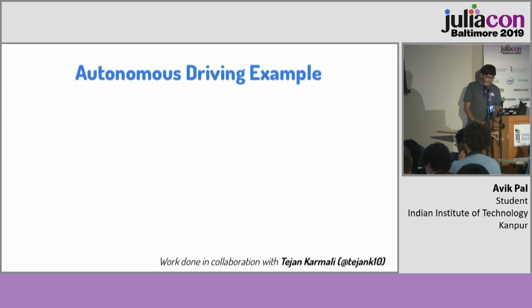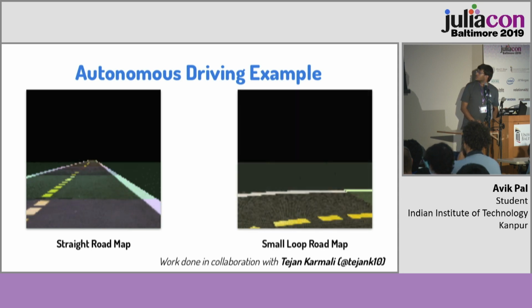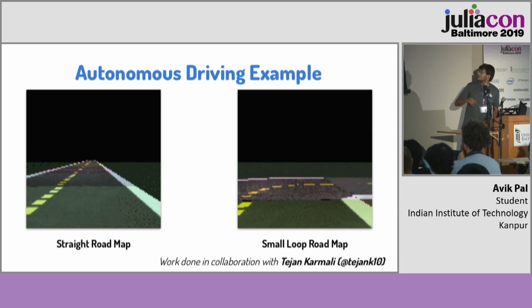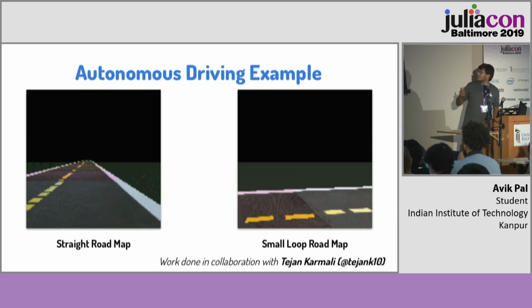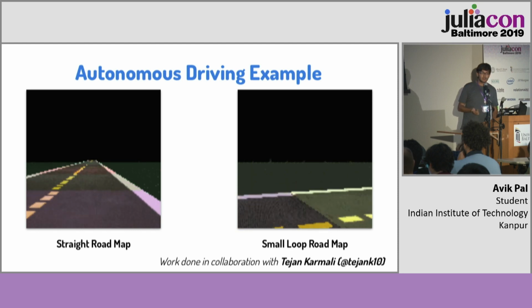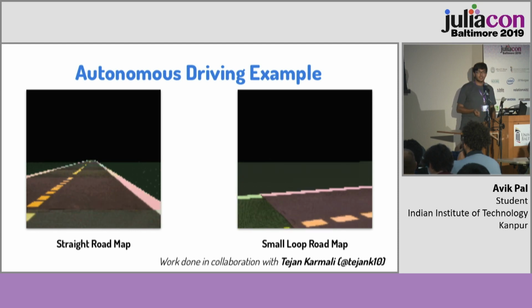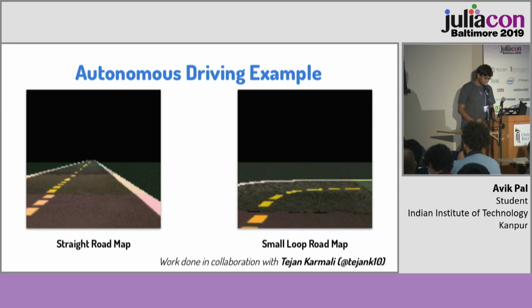This is an ongoing project, so we have very few demos of this, but we were able to successfully train it on a straight road map and a small loop. This loop is clockwise, and we also tried it out on anti-clockwise, and it trains pretty fast. It's like 17 to 18 episodes of training.